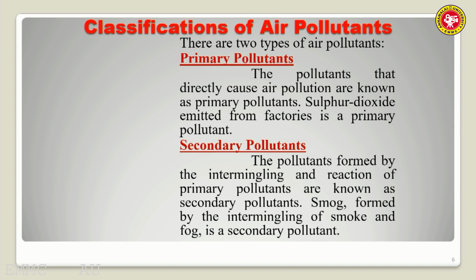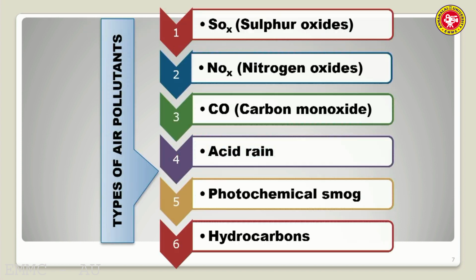Next, classification of air pollutants. There are two types of air pollutants. First one, primary pollutants, next one, secondary pollutants. What are primary pollutants? The pollutants that directly cause air pollution are known as primary pollutants. Example, sulfur dioxide emitted from a factory is a primary pollutant. Secondary pollutants: the pollutants formed by the intermingling and reactions of primary pollutants are known as secondary pollutants. Example, smog formed by the intermingling of smoke and fog is a secondary pollutant.